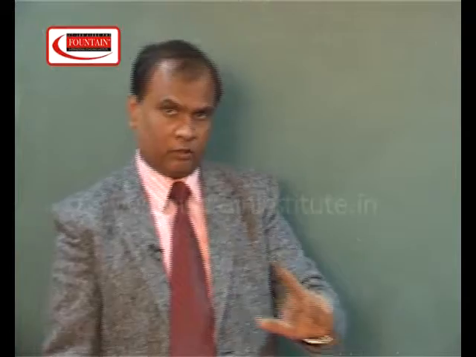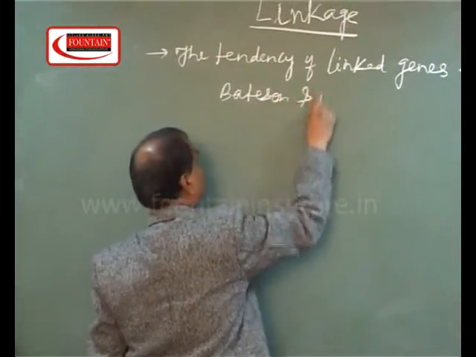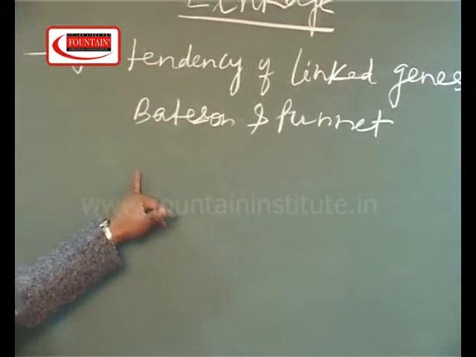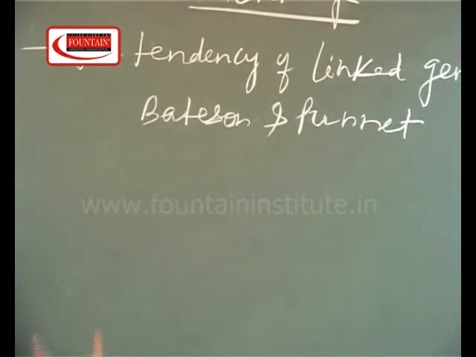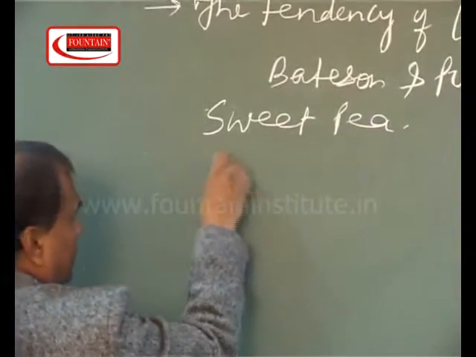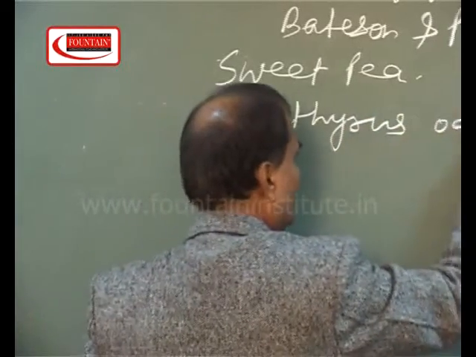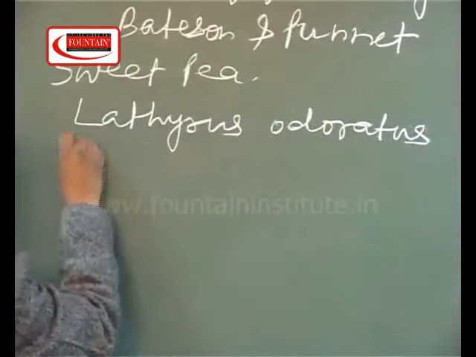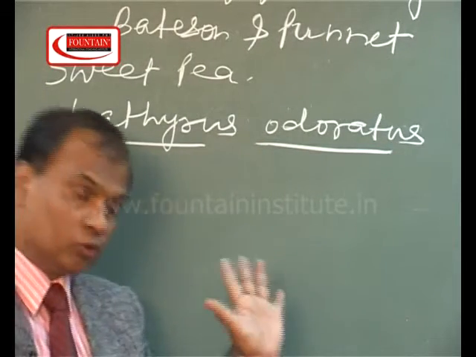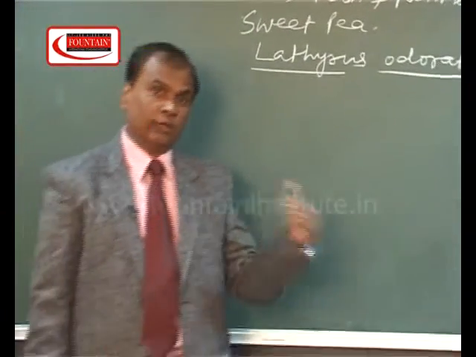The two scientists, they are Bateson and Punnett. They tried to repeat Mendel's dihybrid cross in another plant. The other plant is sweet pea, and its botanical name was Lathyrus odoratus. But they could not repeat Mendel's result. It means their test cross ratio deviated from Mendel's.